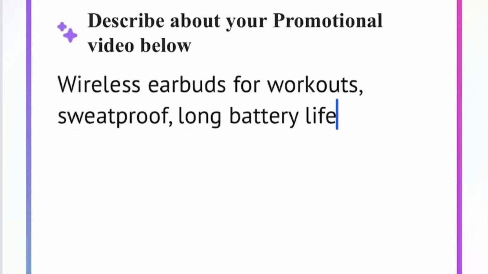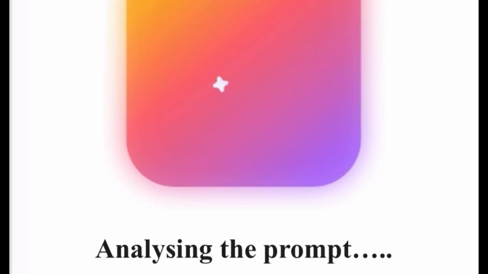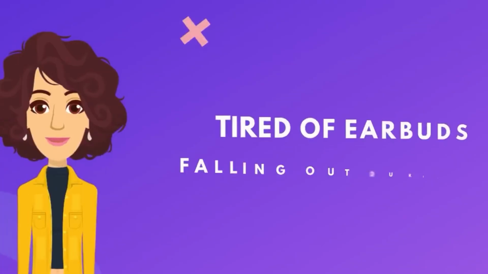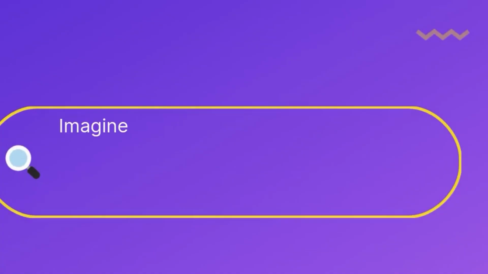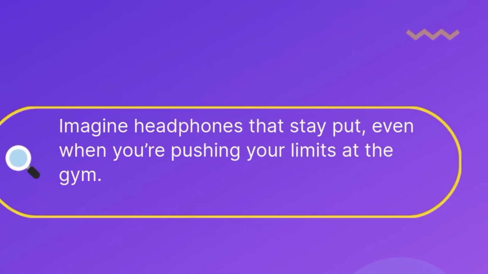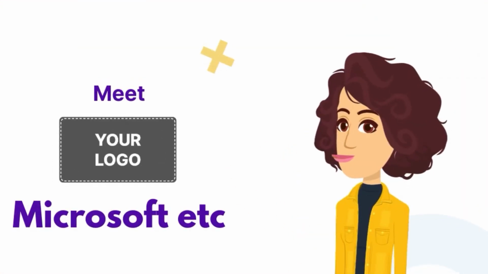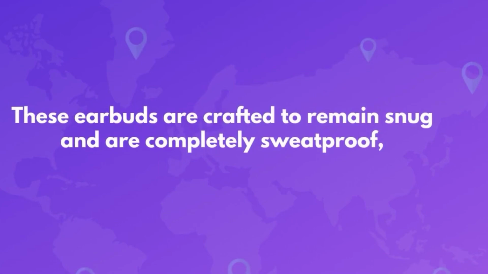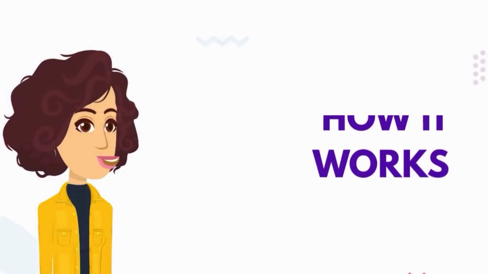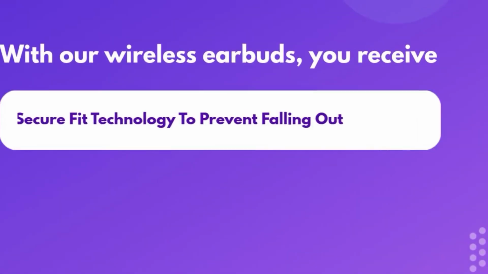All you need to do is enter your product name, website link, or a short description of what you're selling. For example, you type, "Wireless earbuds for workouts, sweat-proof, long battery life." The AI instantly builds a short animated video with moving visuals, engaging text, smooth transitions, and the correct format for platforms like Instagram Reels, TikTok, and Facebook ads. Everything is optimized for fast scrolling and short attention spans.